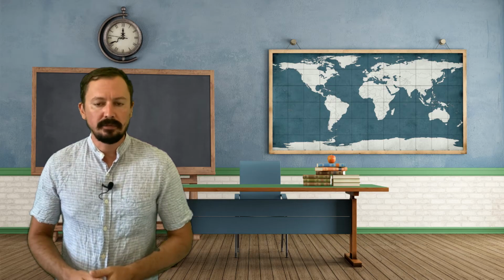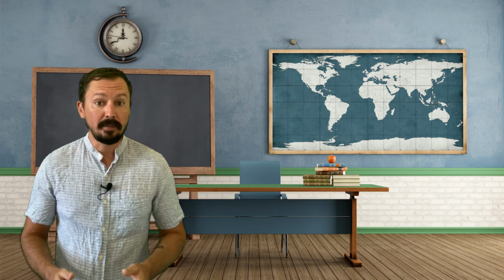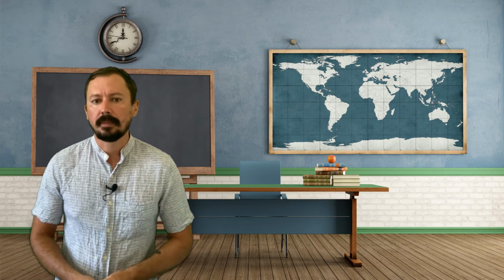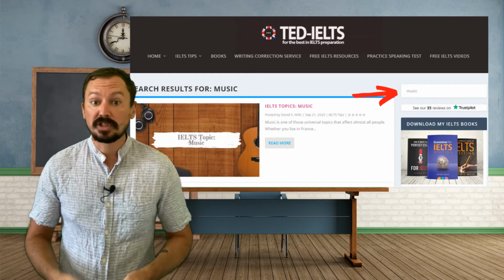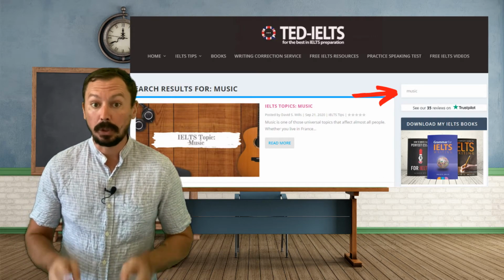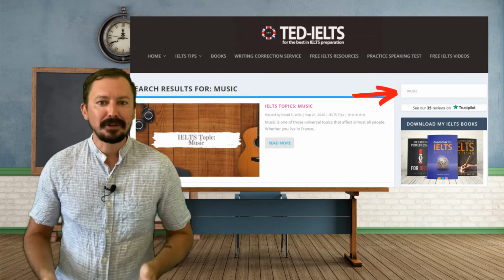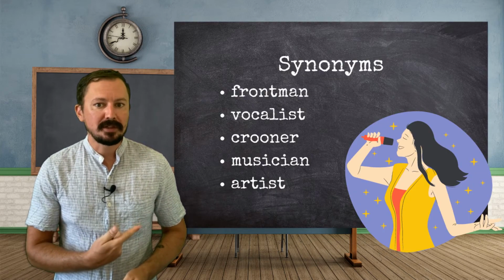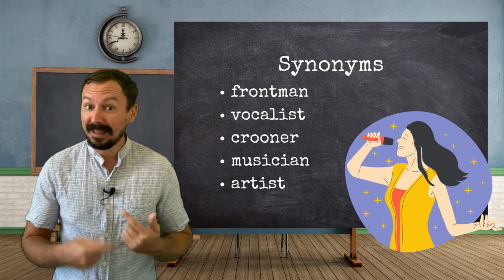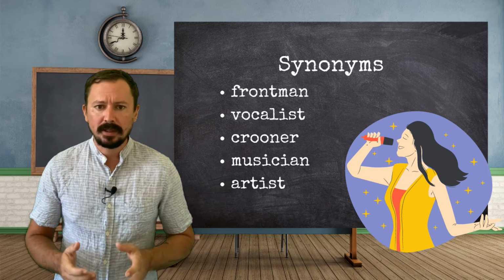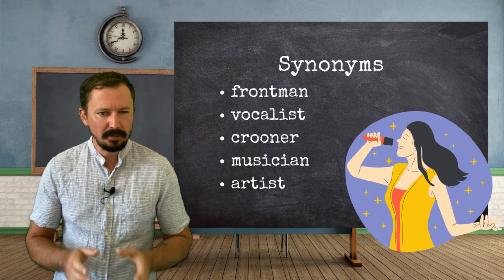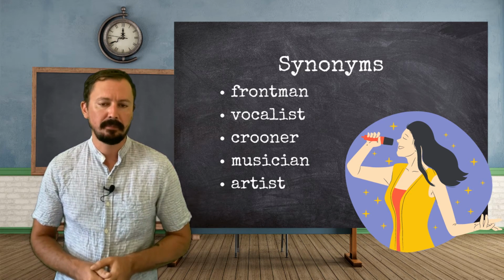Let's now look at some vocabulary to help you with describing your favorite singer. For a more general lesson on IELTS and music, you can search TED-IELTS.com for the word music. First of all, here are some ways to talk about singers so that you don't repeat that word over and over. Note that these are not always direct synonyms, and so you must think carefully before choosing.